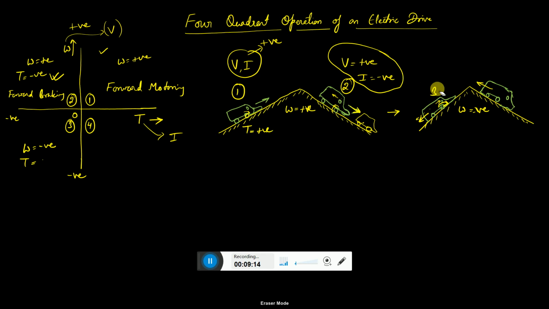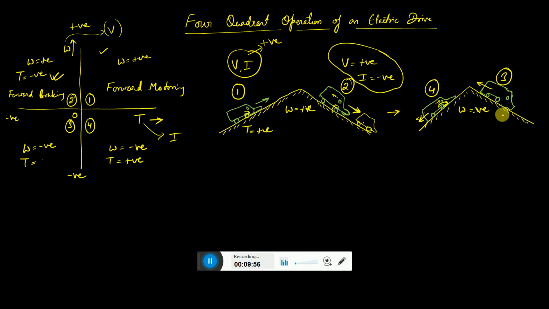So this will be coming under case number 4. In quadrant 4, what happens? Omega is negative, but the torque will be in the forward direction, so torque is positive. So you are still driving, keeping the gear in 1 and 2. In the forward gear you are giving, but because of the inertia, it will try to drive in the reverse direction. Slowly it will move in the downward direction. So here it is case number 4.